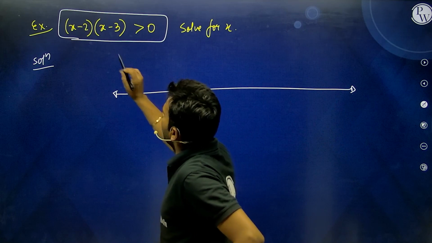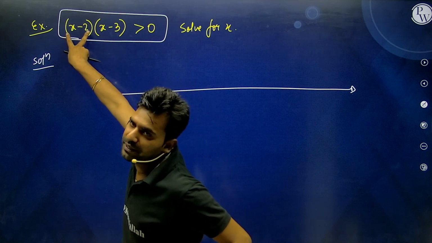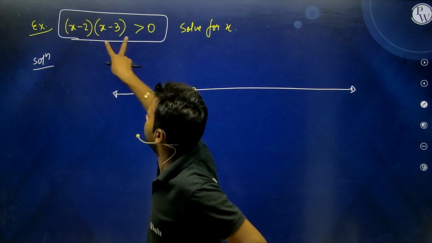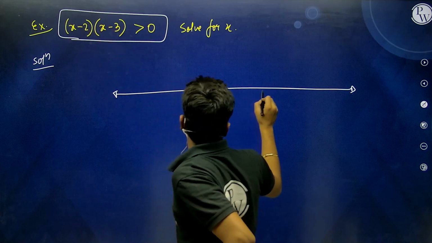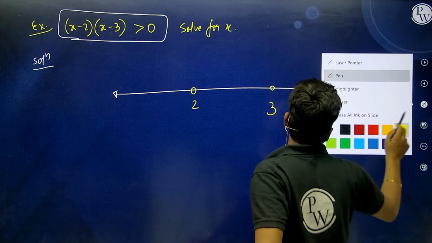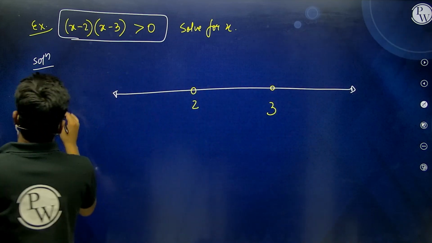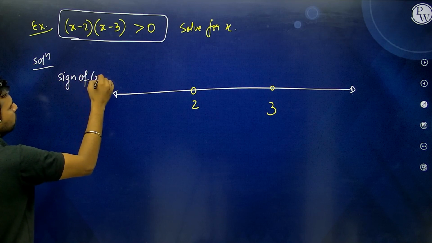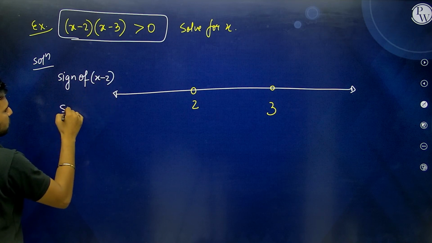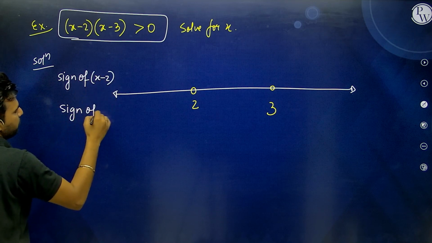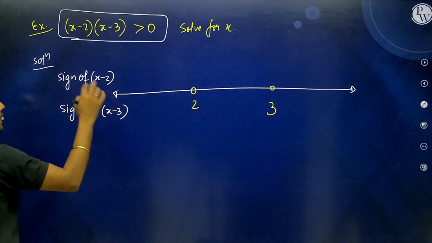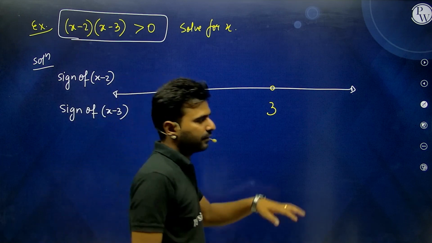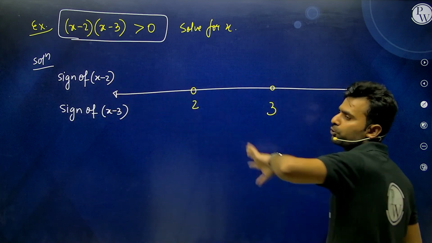First, this thing becomes equal to 0 at what value of x? So at x equal to 2, it becomes 0. This thing becomes equal to 0 at x equal to 3. So mark down these points. Now let me write down the sign of x minus 2, and the sign of x minus 3 over here. These are the two linear factors written in multiplied form. I have to write down the sign of those two things.